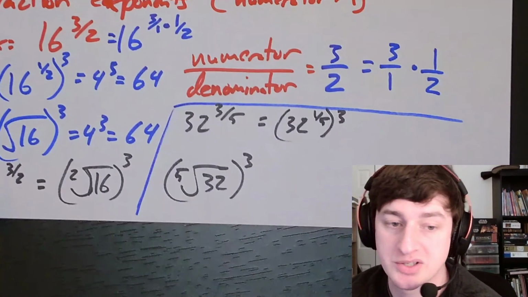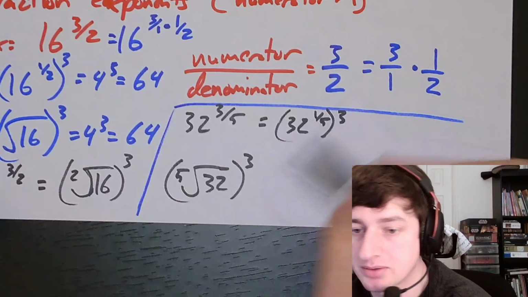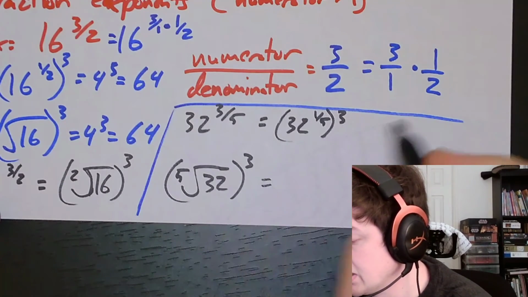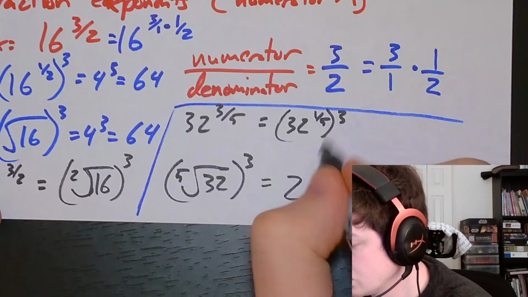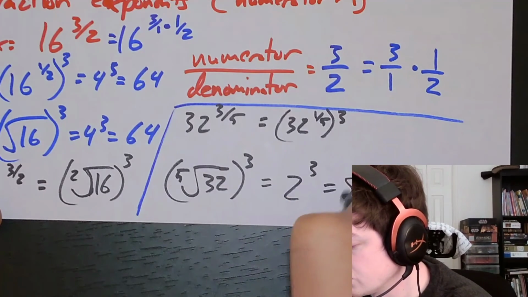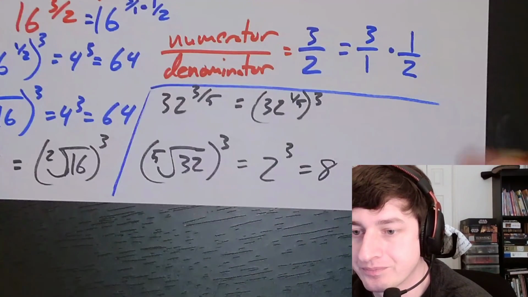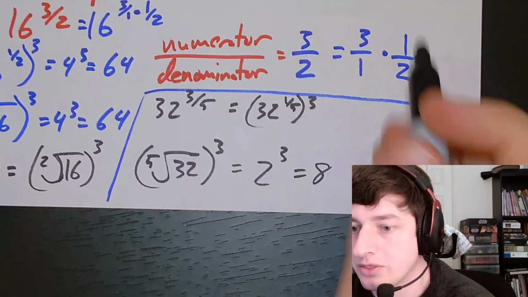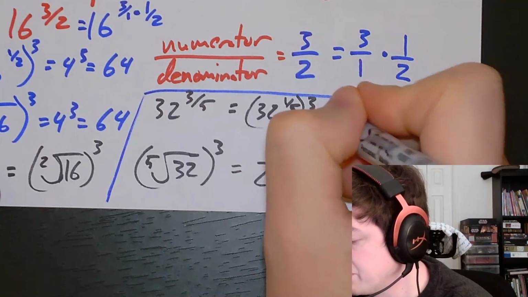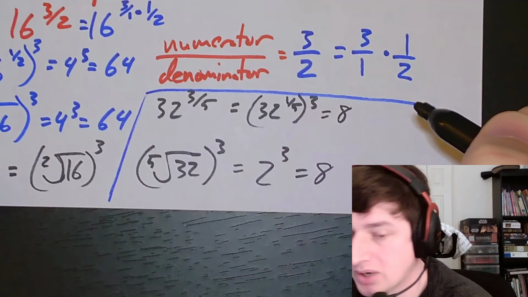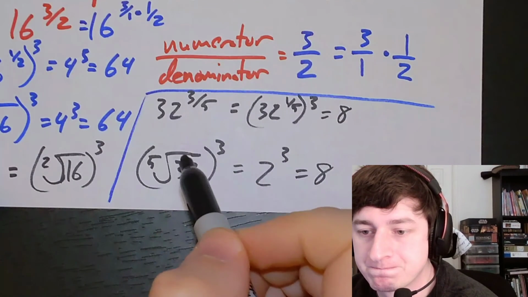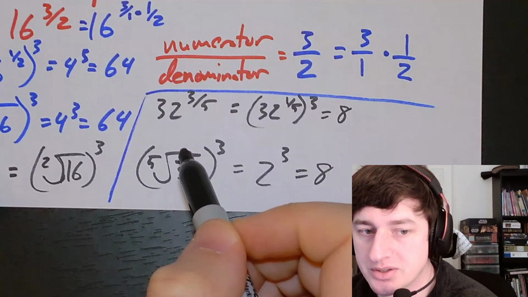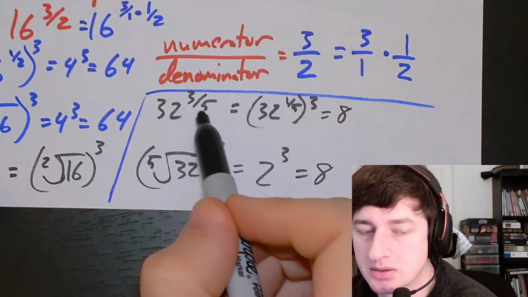I don't care which process you use or how you want to think about it. But in any case, the 5th root of 32 is 2. Cubed is going to be 8. This should not be the most surprising number. We'll talk about the pattern in a second.